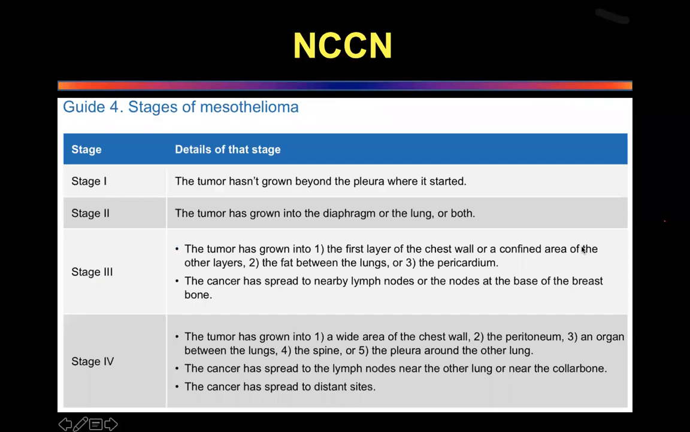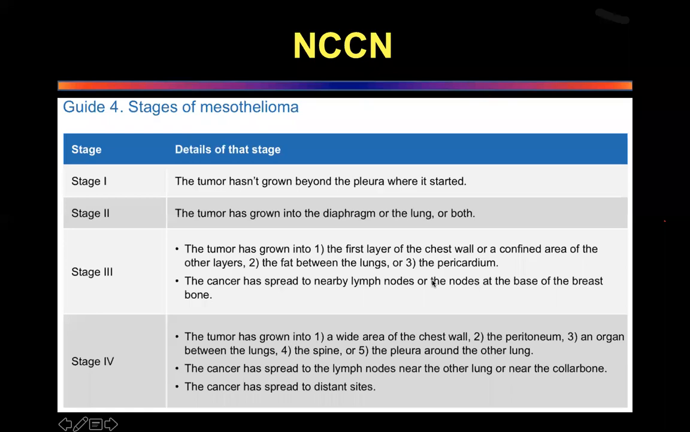So this is the easiest way to understand it now. I have gone the complex way, but this is for the patient. Now listen to what it's saying. Stage 1 is the tumor hasn't grown beyond the pleura where it started. Okay? Stage 2 is the tumor has gone into the diaphragm or the lung or both. Remember we said through the muscle or into the parenchyma of the lung. Stage 3 is when the tumor is in the first layer of the chest wall or confined to other layers, but more importantly, the fat between the lungs or the pericardium, and lymph nodes are starting to be involved in stage 3.